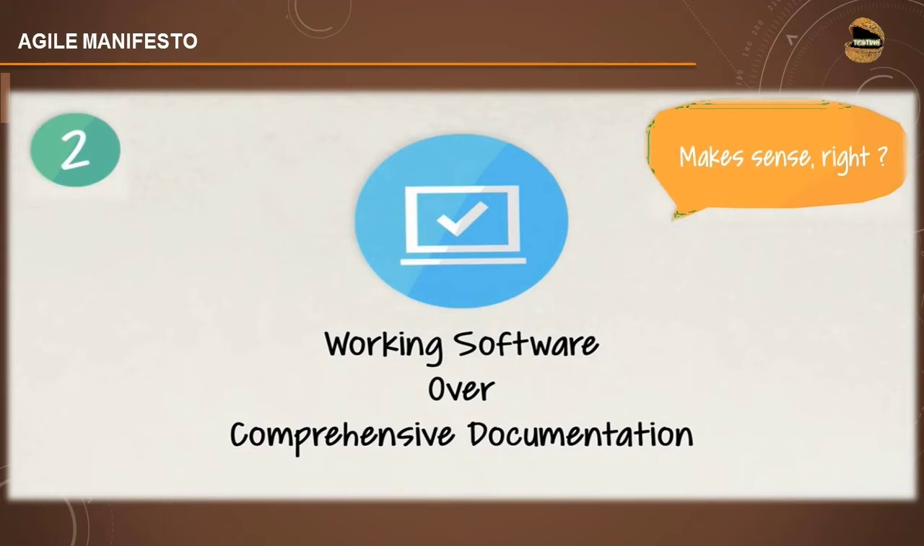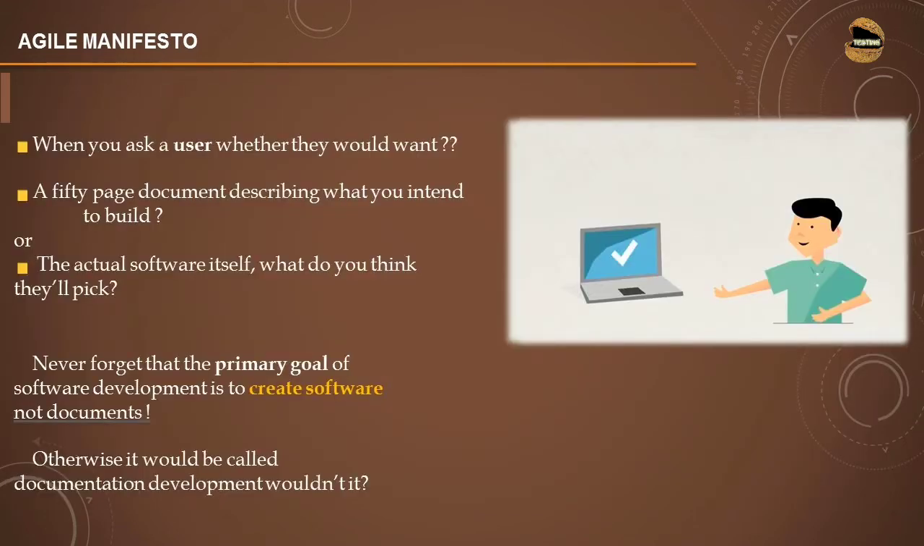If you are delivering something which is going to meet the expectation of the client by making it work, it is more important than creating heavy documentation which does not help you meet the expectations of the customer. At the same time, when you talk about this principle in more detail, if you ask a user whether they would want a 50-page document describing what you intended to build, or actual software itself, what do you think they will pick?